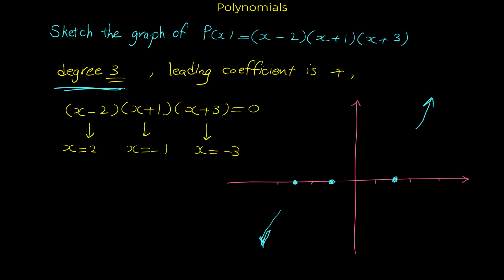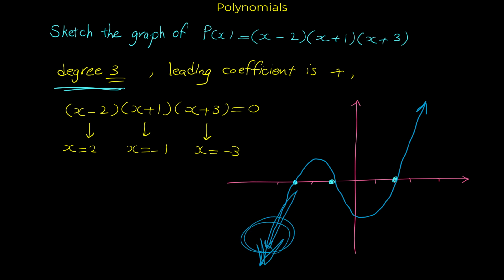And now we know that we have to start from here, passing through these points, and we can graph the function easily. Now you know that the graph of our function should be something like this. The left end is going down in the third quadrant to negative infinity. The right end in the first quadrant is going to positive infinity. This is the graph of this polynomial function.